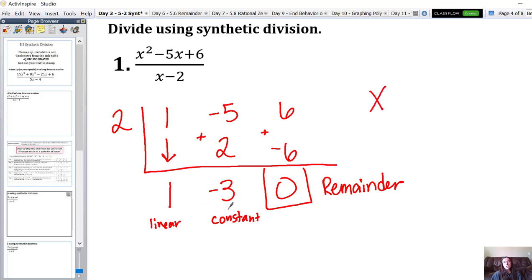So we have a coefficient of 1 with a linear term, so that's just x or 1x. And then a constant is just the number by itself. So we have x minus 3. Our remainder is 0, so we don't need to put anything else. That is our final answer. Let's look at another one.